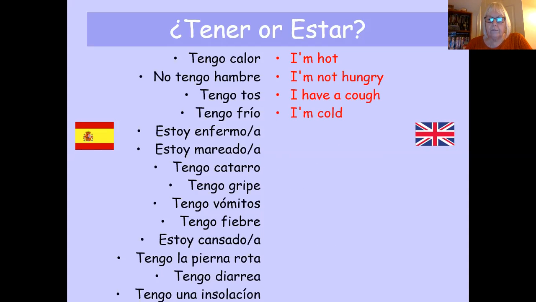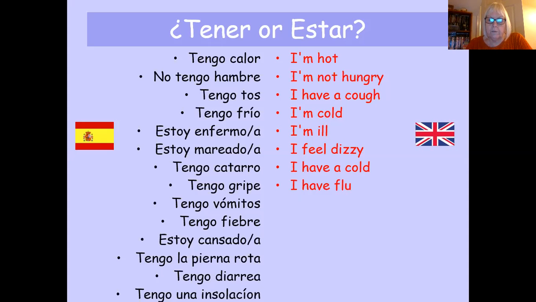Estoy enfermo, I'm ill. Estoy mareado, I feel dizzy. Oh, I went too quickly. If you look at that mareado, the word for sea, as some of you will know, is mar. So if you're feeling dizzy, you feel seasick, and that's the word there. Mar is part of the word mareado. Remember, if you need to look these words up, you have your vocab list from your Year 10 and vocabulary at the back of the home learning booklet. You can also use wordreference.com. Okay, tengo gripe, I have flu.